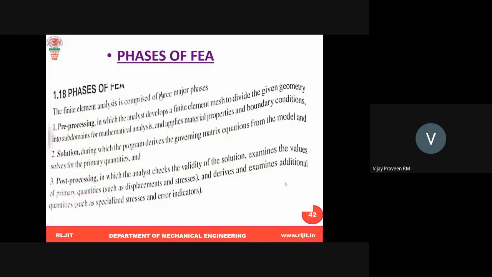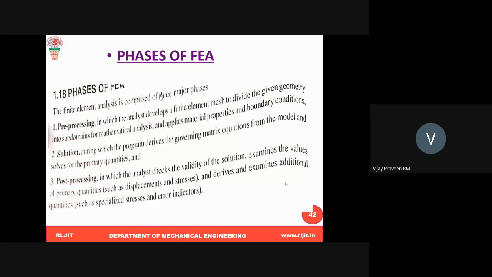Going to discuss the basic terms. So, the first one is called phases of FEA. Now, what we discussed in the previous session was the steps involved in the finite element method, and this is called the phases of FEA.